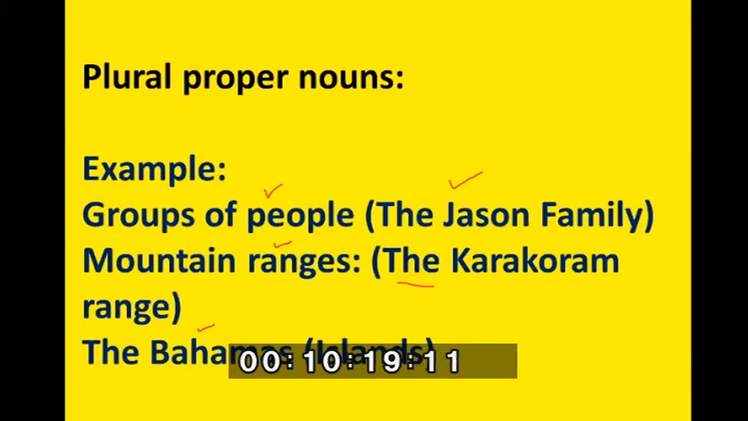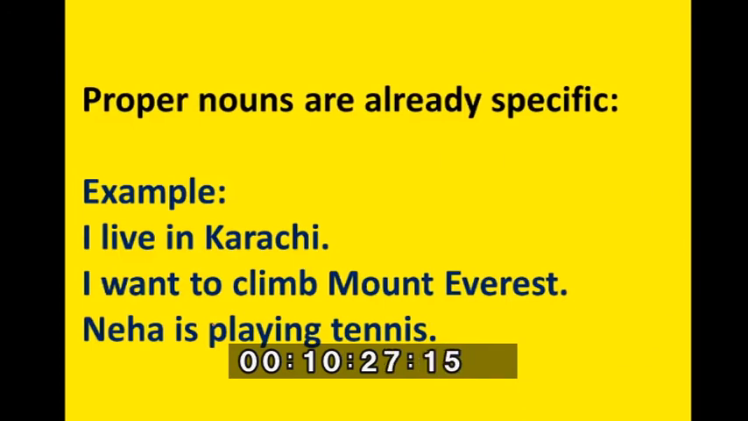But besides this, we need to understand that the article "the" is not supposed to be used with proper nouns. And the reason is that a proper noun is already something specific. So we don't have to use the article "the", which is another specific article, along with a specific name. For example, when I'm talking about the city Karachi, I would say I live in Karachi, and I won't say I live in the Karachi. That would be an incorrect sentence.